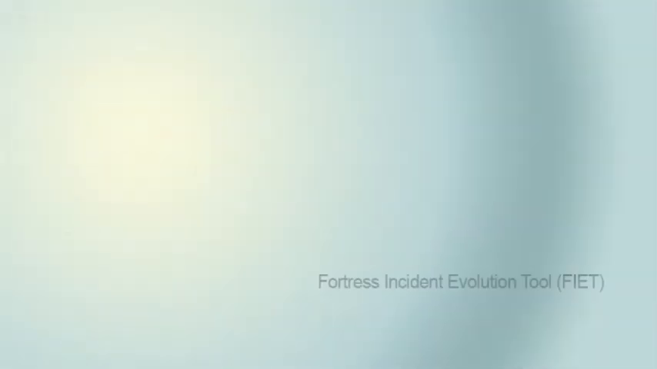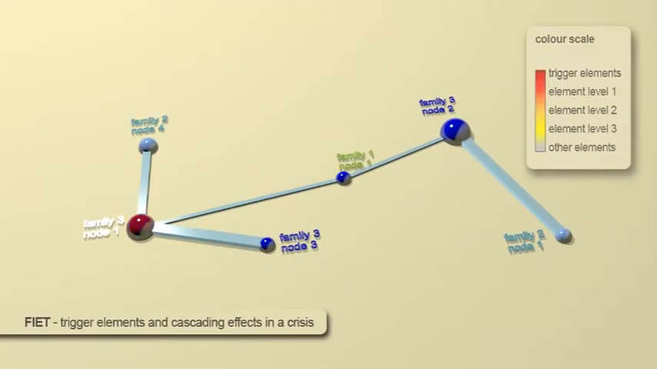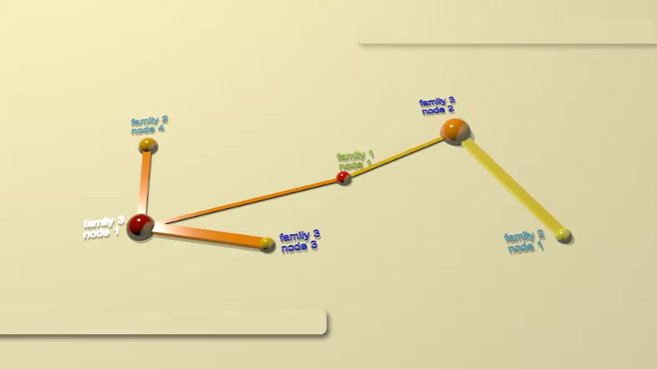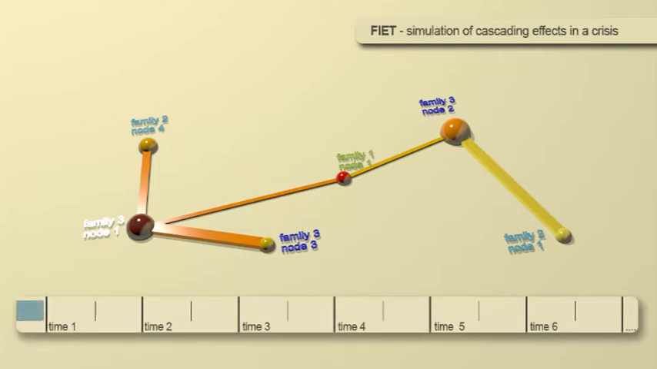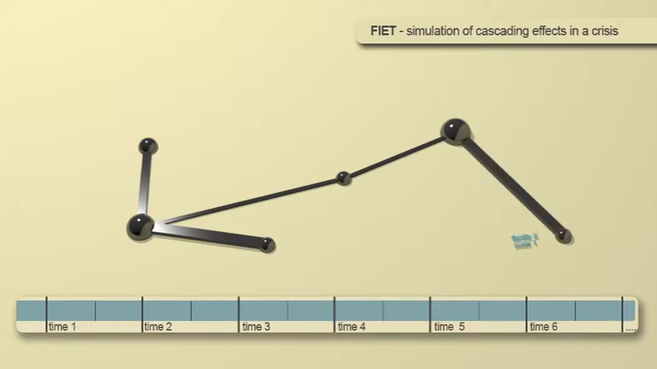Let's now have a look at the second tool. The Fortress Incident Evolution Tool is based on risk impact assessment of the relations between its network and graph analysis. It enables performing a realistic emergency simulation, displaying trigger elements and cascading effects during a crisis.